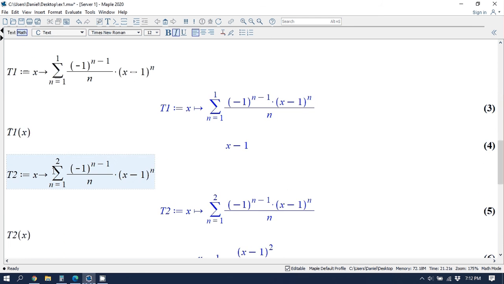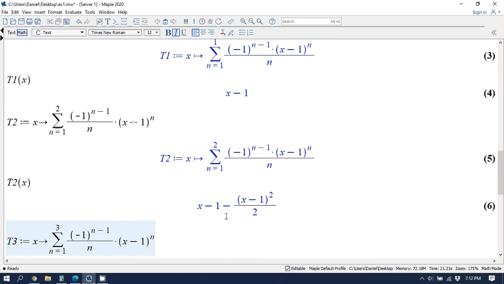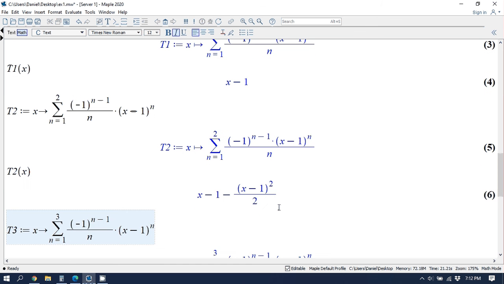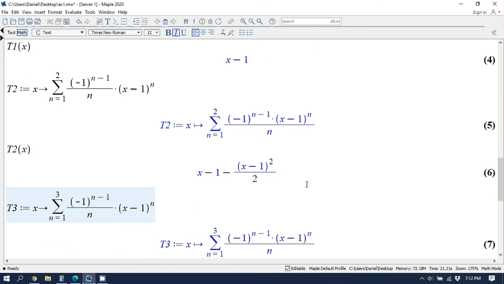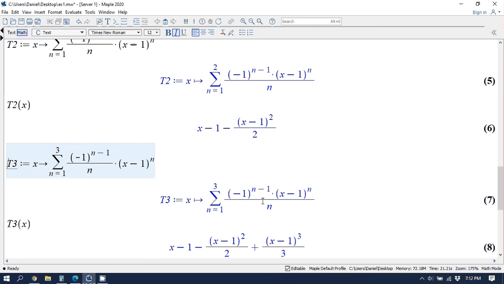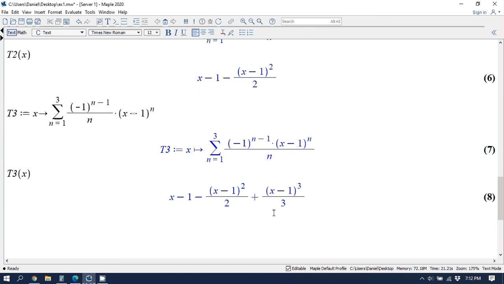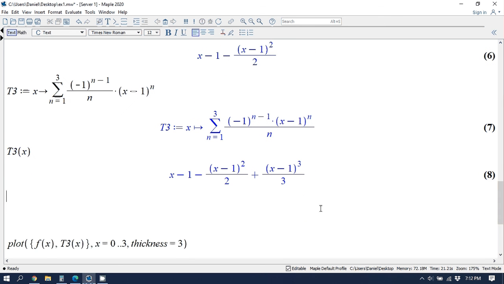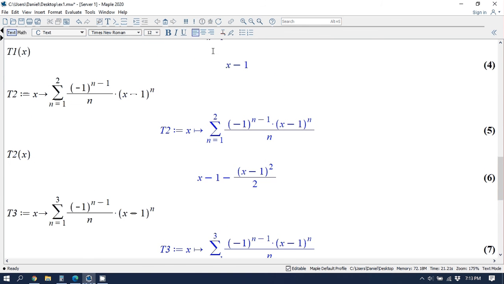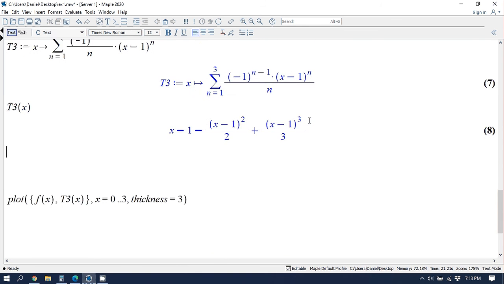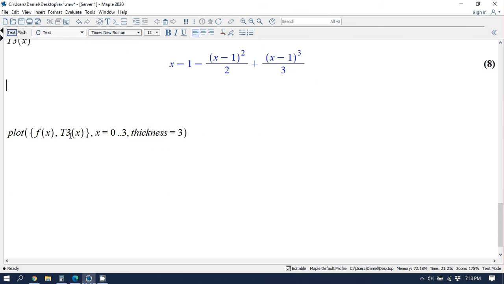Then if I take the summation up to 2, that'll give me the quadratic Taylor polynomial. So these are the first 2 terms in the Taylor series. And then finally the third one, I mean the third degree Taylor polynomial. With higher degree, you get a better approximation near 1. So let's start with the linear term, right? With the polynomial of degree 1.